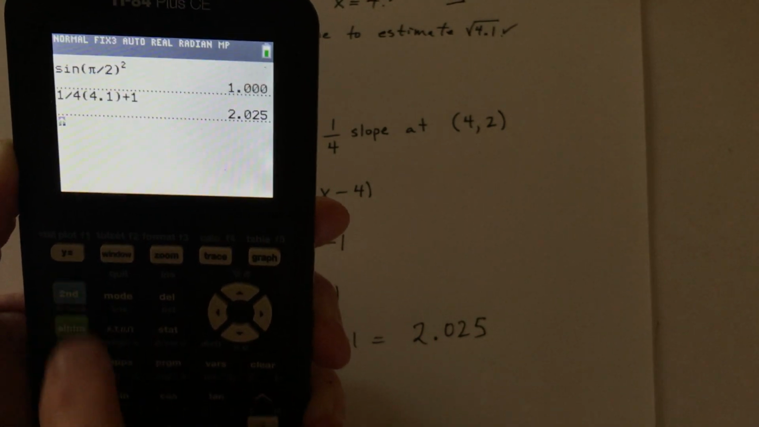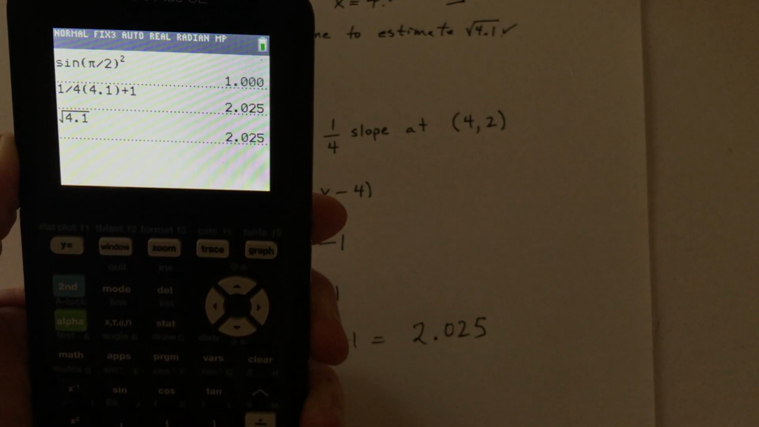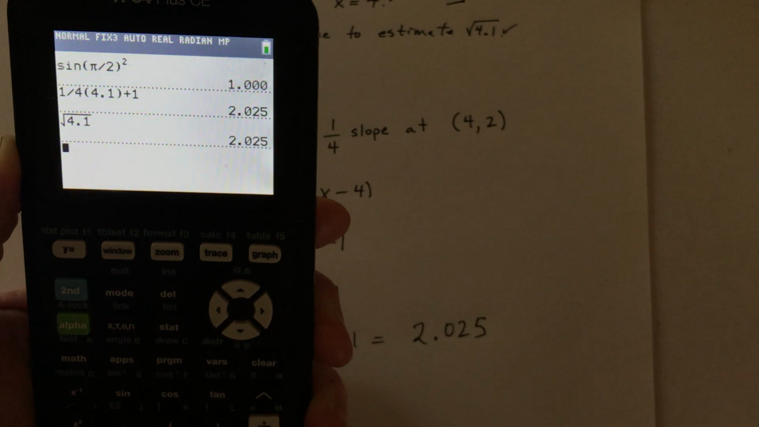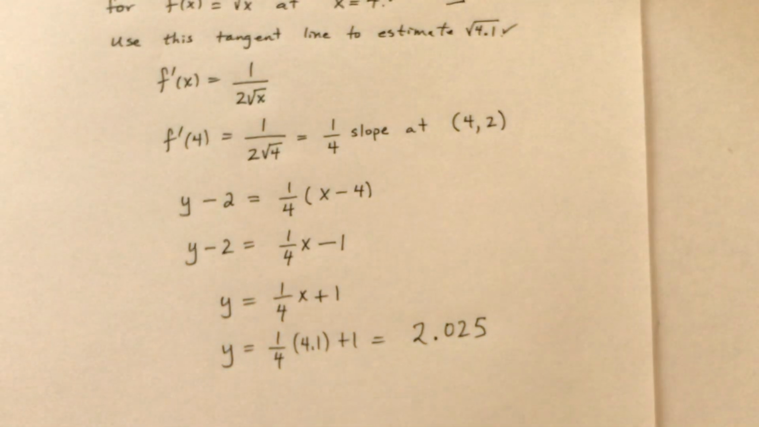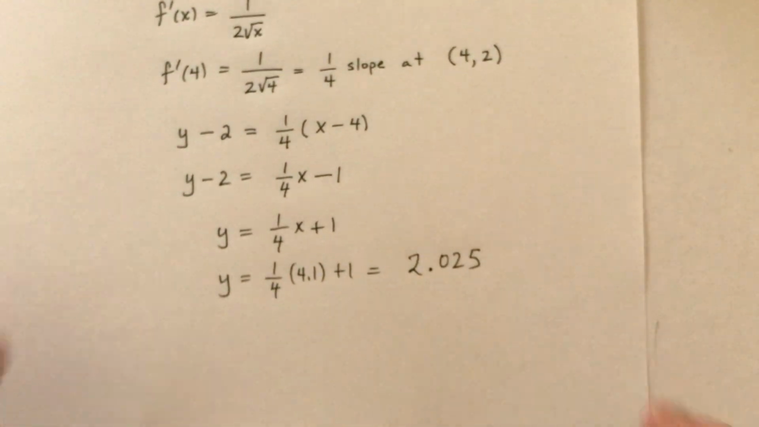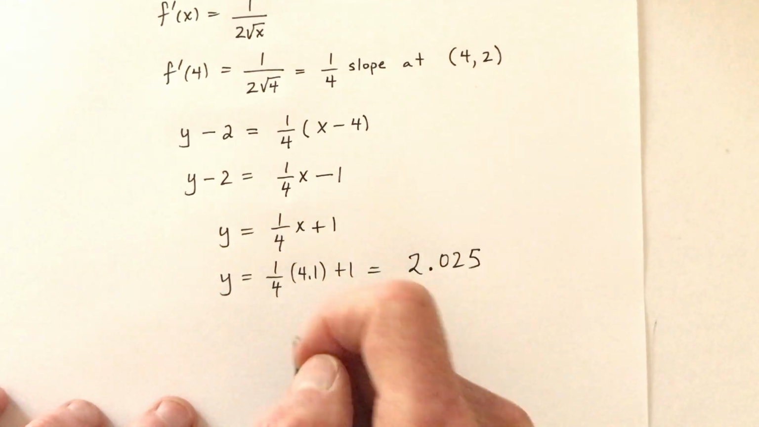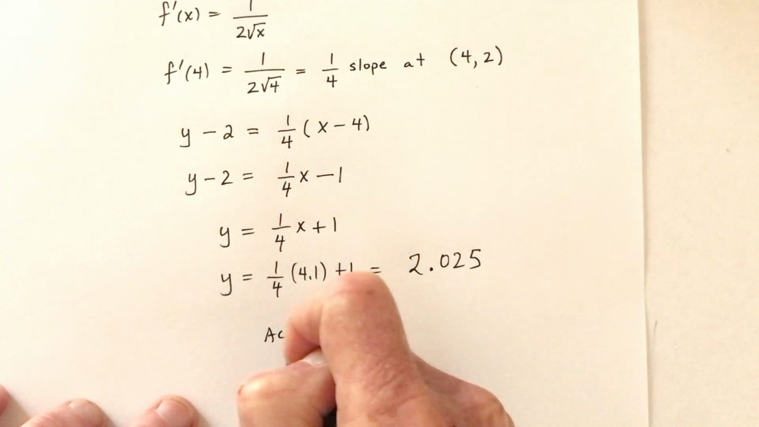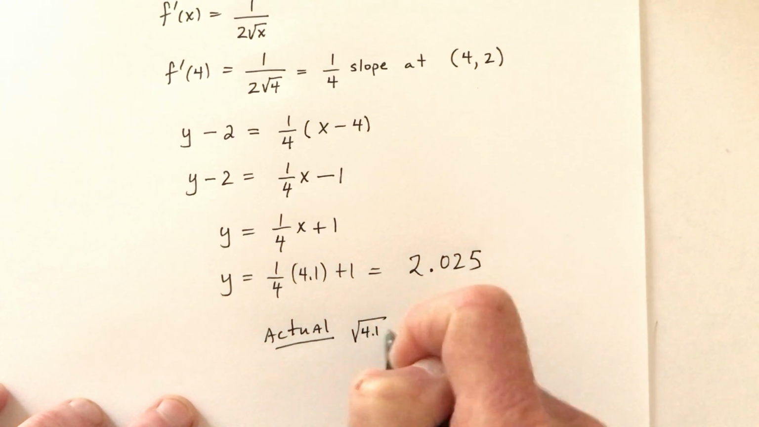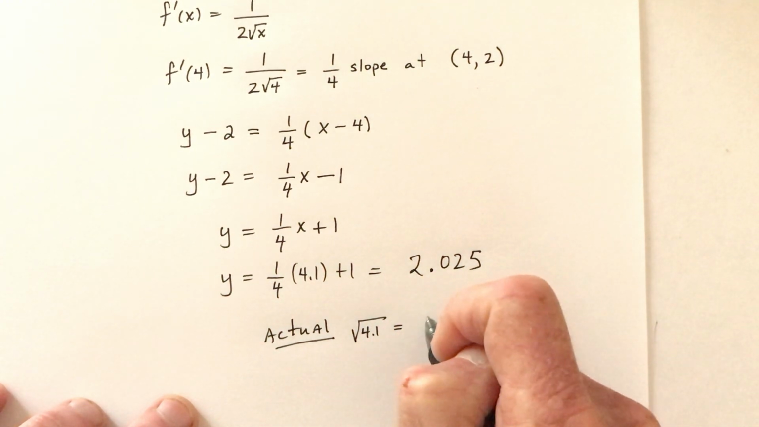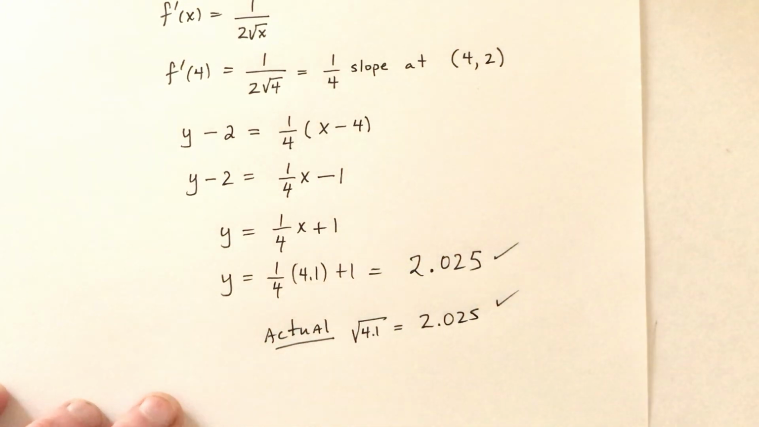What's the actual answer? The square root of 4.1 is 2.025. So at least for the first 3 decimals, my estimate is very good. So the actual answer, the square root of 4.1, at least to 3 decimals, is 2.025. That is a very good estimate.